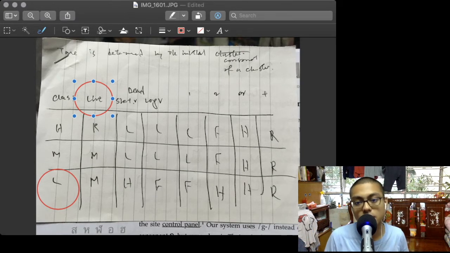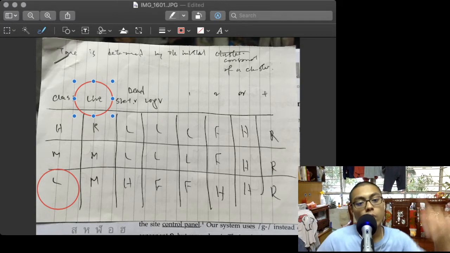So that means the word dad has a dead ending. Dead ending, you cannot elongate the sound. For life ending, you can. So for dead ending, we have short vowel and long vowel.